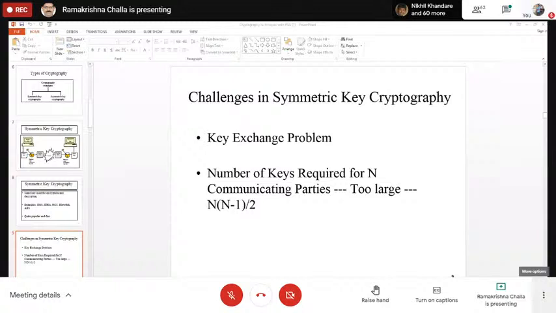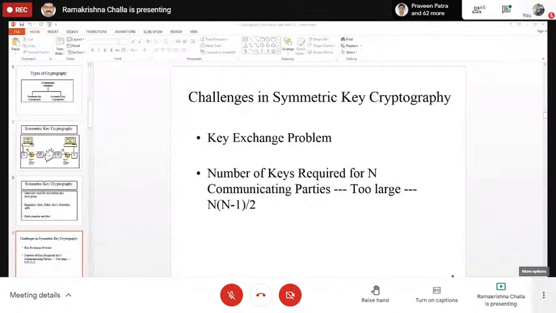I gave you the format for how to calculate: 300 into 10 to the power of 7 into 300 into 10 to the power of 7 minus 1. I am not doing the minus 1 because it doesn't make any difference. Divided by 2, you should get 45,000 multiplied by 10 to the power of 14. That number of keys are required. That is a very huge number.